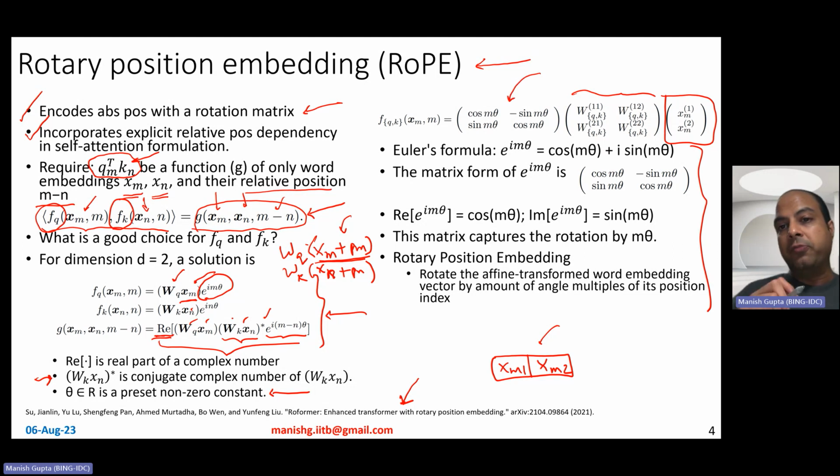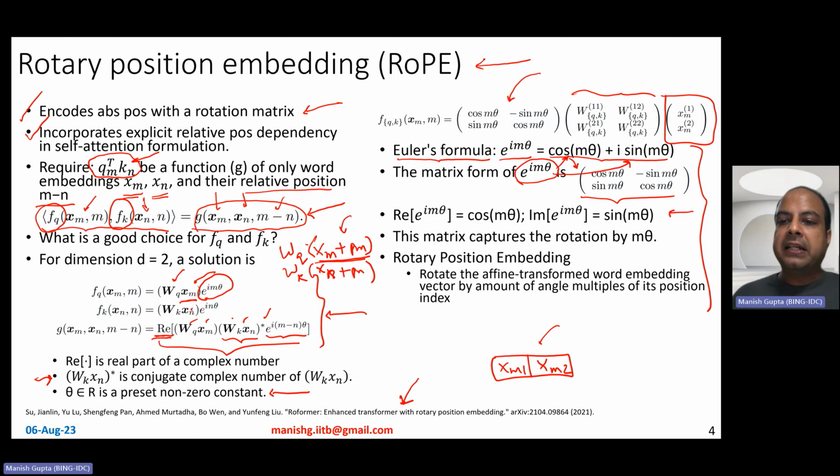To jog your memory, Euler's formula basically said that e^(i m theta) is essentially cos m theta plus i sin m theta. That's some math that you learned way back. Using that, you can write this part in a matrix form like that: cos m theta, sin m theta, and then minus sin m theta and cos m theta. The idea is that e^(i m theta) has the real part cos m theta and the imaginary part sin m theta.